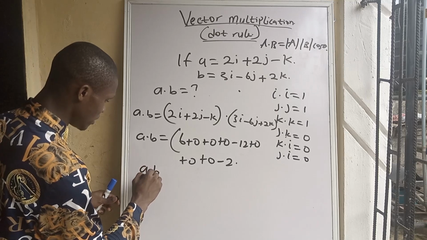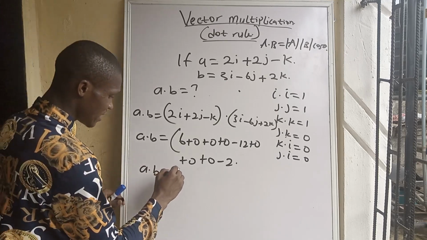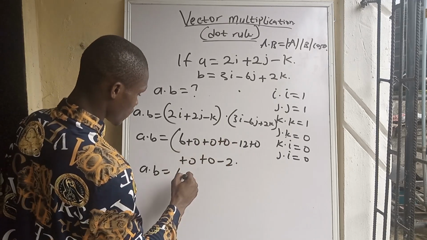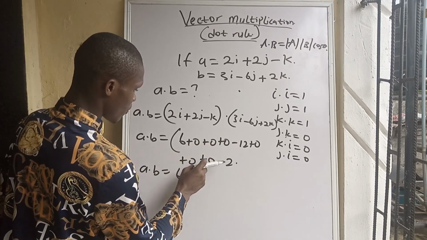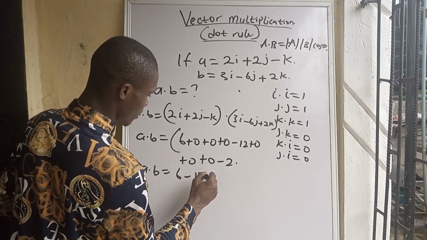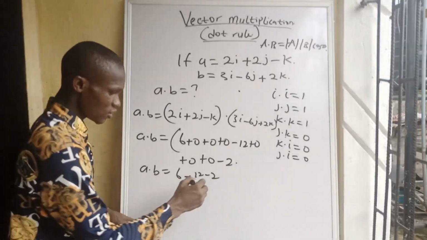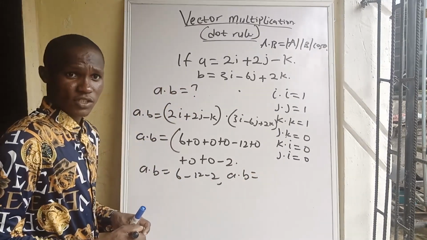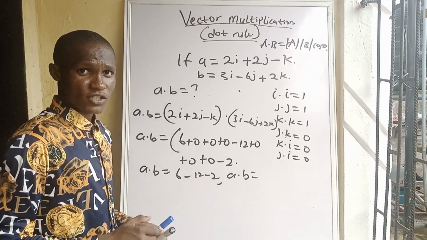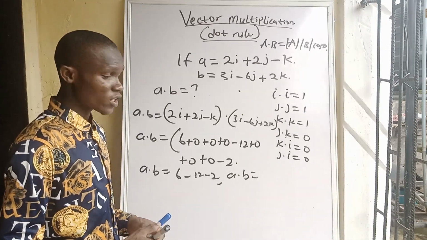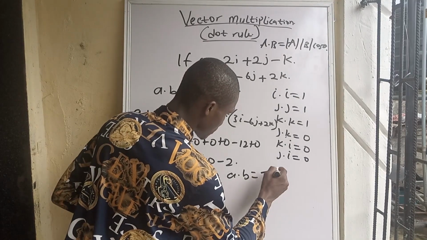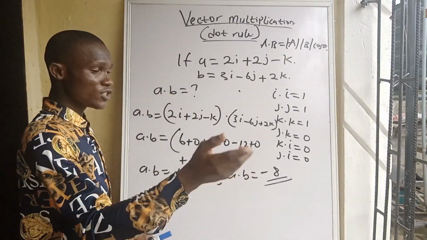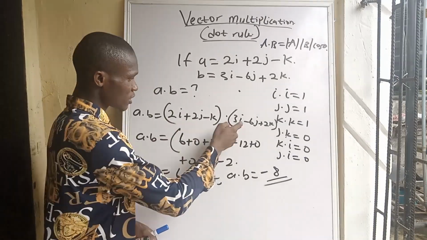So our a dot b is equal to 6. 6 plus 0 plus 0 plus 0 is going to give us 6. Minus 12. Plus 0 minus 2 is going to give us minus 2. Right? So putting this, our a dot b is equal to 6 minus 12 is going to give us minus 6. And minus 6 minus 2 is going to give us minus 8.